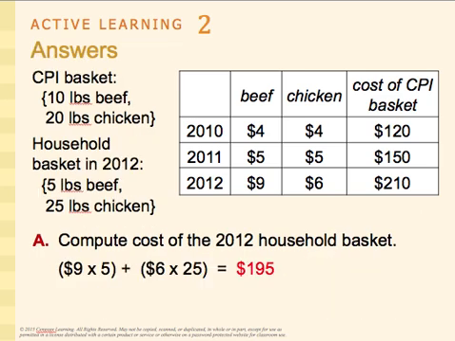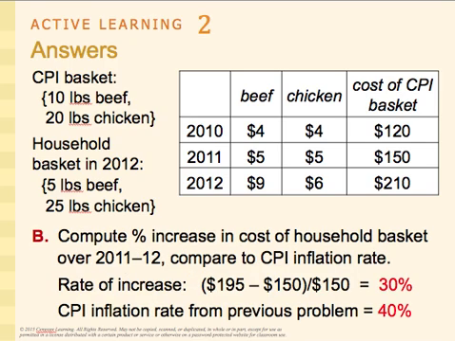Here we go. Again, same situation. We compute the cost in 2012 of the household basket by multiplying the price times the poundage and adding them together. So $9 times the 5 pounds, because keep in mind in 2012 we shifted to 5 pounds of beef and 25 pounds of chicken. So 9 times 5 plus 6 times 25, and the household basket is $195. So instead of spending the extra 5 pounds on beef, we spent it on chicken, and we went from the cost of the CPI being $210 down to $195. Pretty straightforward calculation.